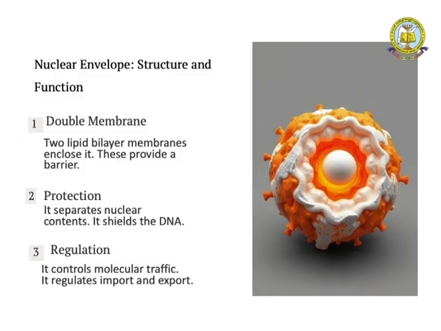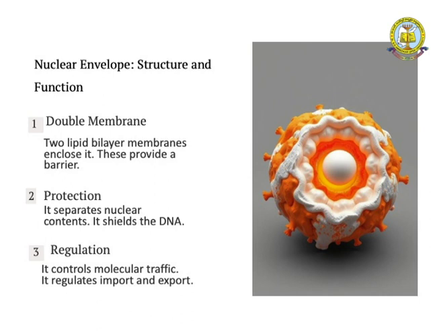Nuclear envelope. What are the structure and functions of the nuclear envelope? See the diagram, the outer structure is bounded by the nucleus, and it is a double membrane model. Mostly the nucleus is seen in eukaryotes, not in prokaryotes. The main difference between eukaryotes and prokaryotes is that the nuclear envelope is present only in eukaryotes, and in its absence we see prokaryotes. This is the major difference between eukaryotes and prokaryotes.